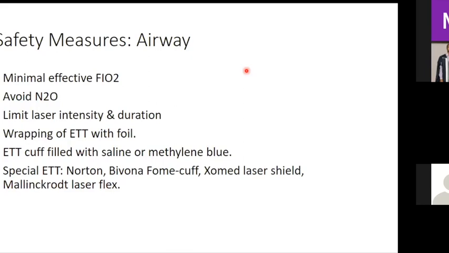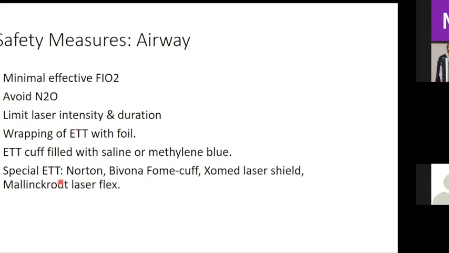Your endotracheal tube, you can wrap it with foil if you don't have a laser resistant endotracheal tube. The cuff, instead of filling it with air, you can fill it with saline or methylene blue. It reduces the risk of rupture and also subsequently airway fires. And then there are also special endotracheal tubes that we have. The different types are Norton, Bivona, Xomed, Laser Shield, and then this Mallinckrodt.